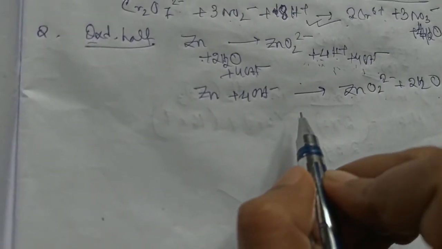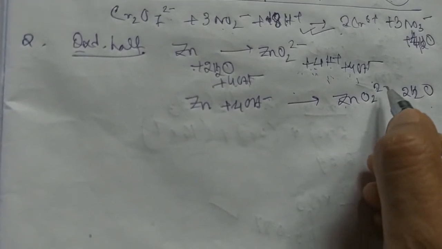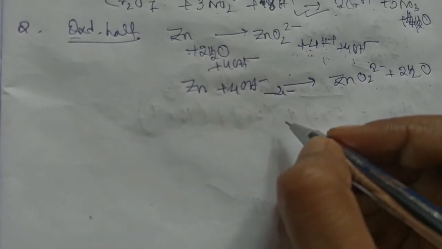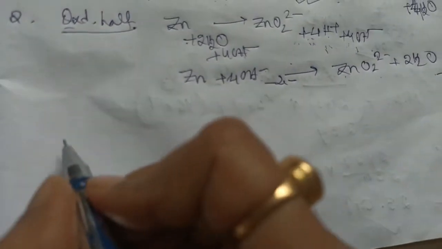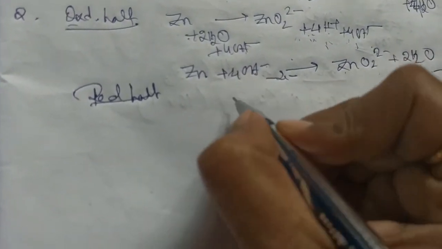Atoms are now balanced. Now you need to balance the charge like the previous equation. 4 negative, 2 negative, so just add 2 negative charges, minus 2 electrons, so it is equation number 1. Now the reduction half we have NO3 minus to NH3.